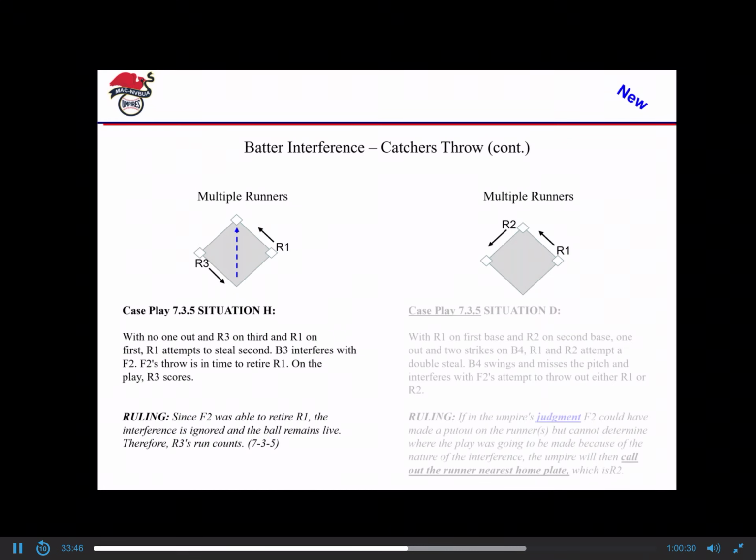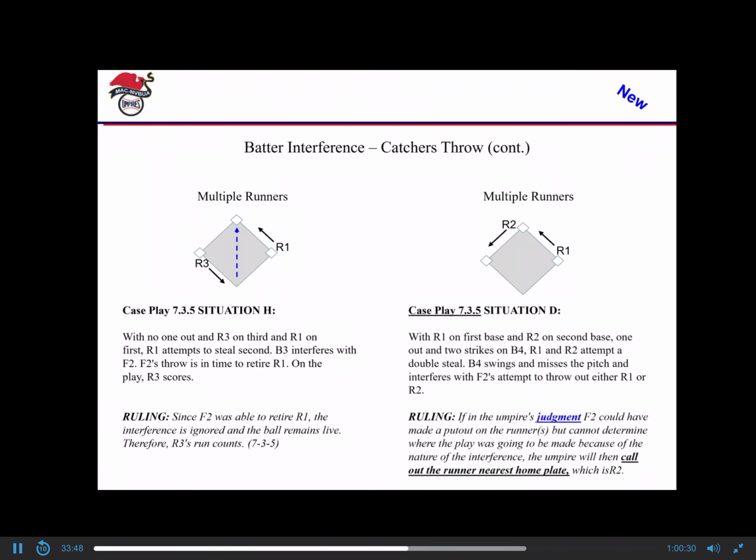We have a double steal. B4 swings and misses at the pitch and interferes with F2's attempt to throw either R1 or R2.